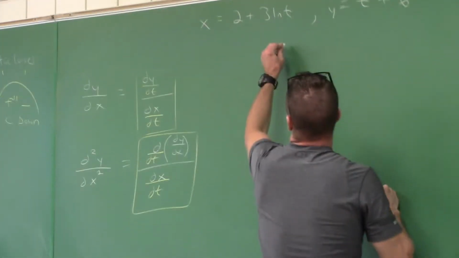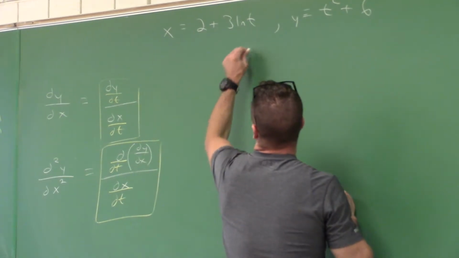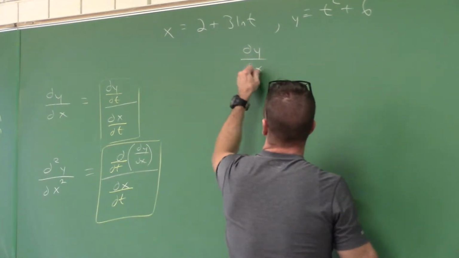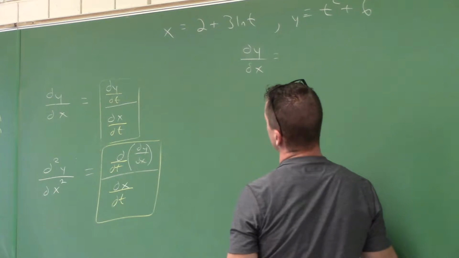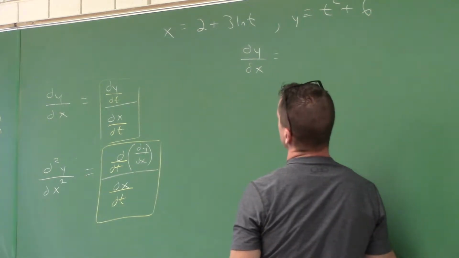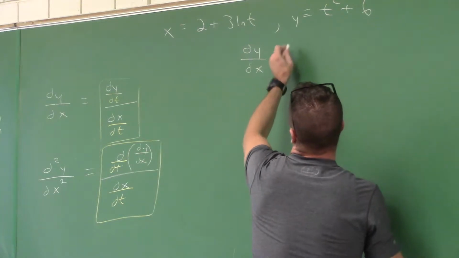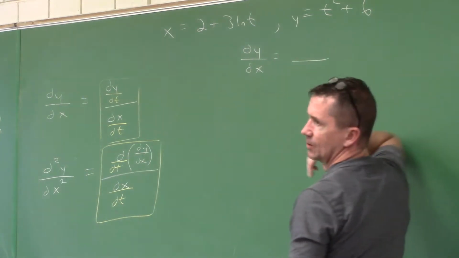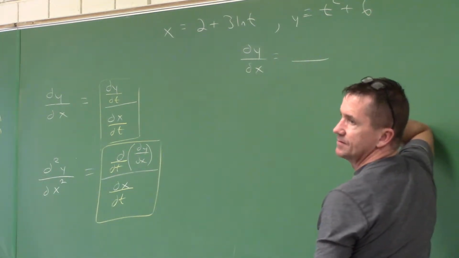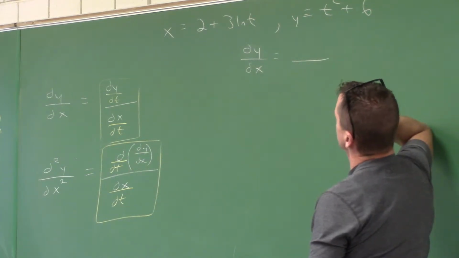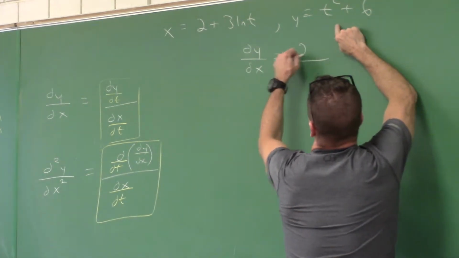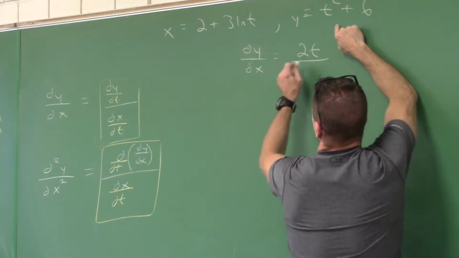What was dx dt? Or excuse me, we already found dy dx. What was dy dx in terms of t? But before we put the t in there, we'll just find it for any point in general. 2t over 3 over t. Okay, so it's the 2t over the 3 over t.